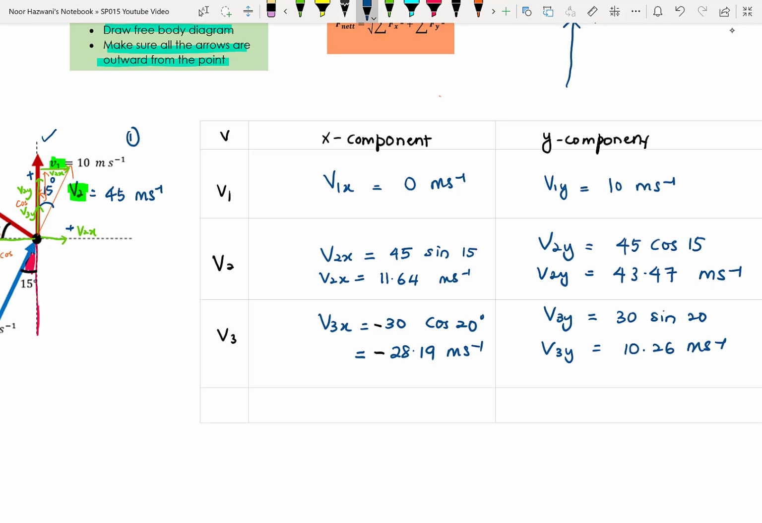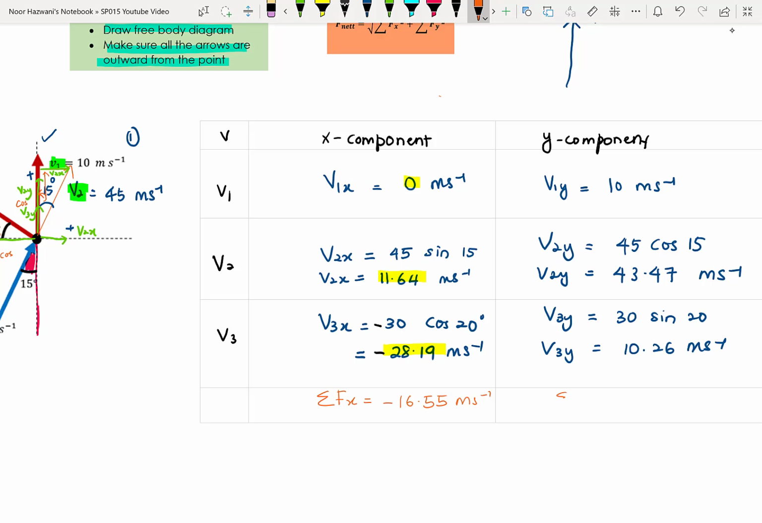And then after that, what you have to do is you have to sum the components. So, untuk fx, so apa yang you kena buat? You kena tambah 0, 11.94 and negative 28.19. You kena ambil tahu negatif tu walaupun you sum. Kalau tak, you akan dapat jawapan yang salah. So, you akan dapat negative 16.55 meter per second.